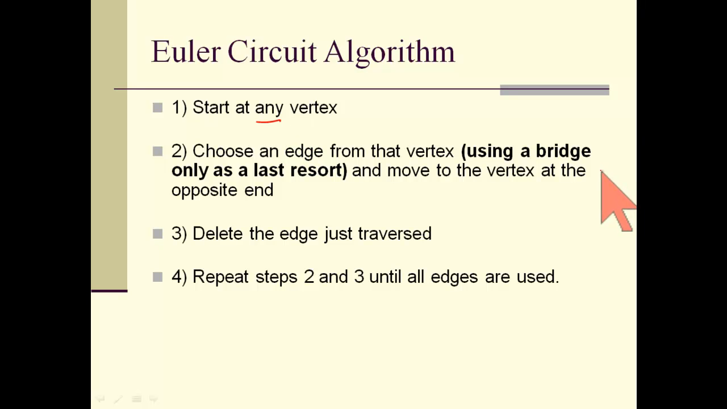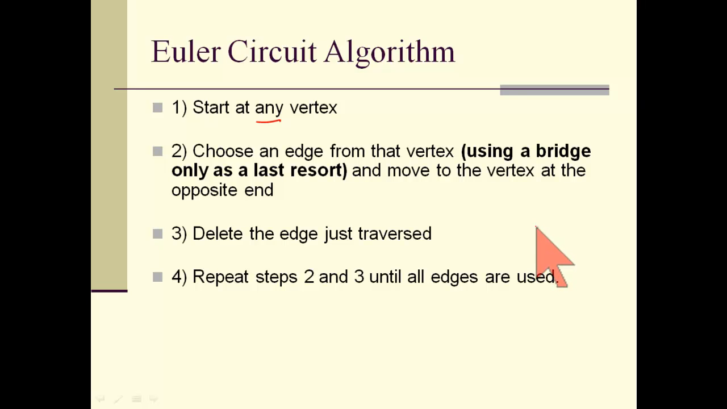From your starting vertex, choose an edge. If you have a choice, you can make any of those choices except if one of the choices is a bridge and one is not. If so, then don't use the bridge. Only use the bridge as a last resort. If there's another edge to choose that's not a bridge, choose it first. Move along the edge that you've chosen to the next vertex. Delete the edge that you just traveled on, and then go back and repeat steps 2 and 3 until all of the edges are used.